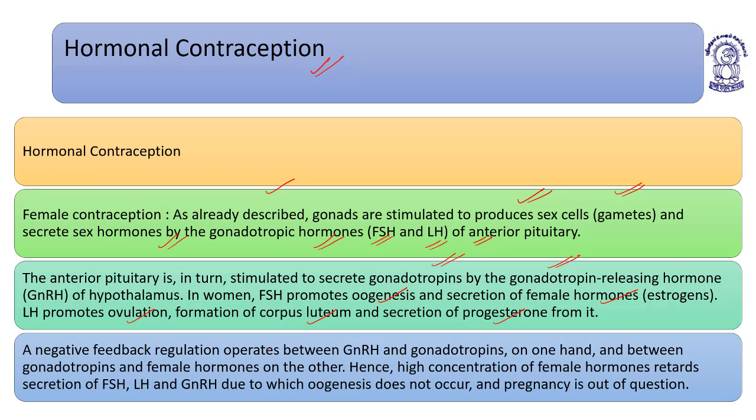A negative feedback regulation operates between GnRH and gonadotropins, that is LH and FSH, on one hand, and between gonadotropins and female hormones on the other hand. Hence, high concentrations of female hormones like estrogens retard the secretion of FSH, LH and gonadotropin releasing hormone, due to which oogenesis does not occur and pregnancy is out of the question. So it follows a negative feedback regulation. If there is more estrogen, it inhibits the hypothalamus from releasing gonadotropin releasing hormone, which inhibits the pituitary from releasing LH and FSH, which stops the proliferation of ovaries or formation of mature Graafian follicle.